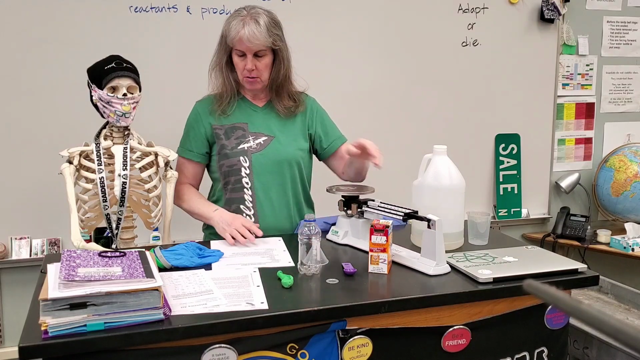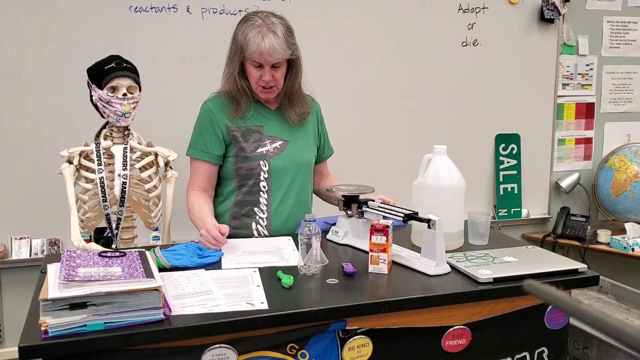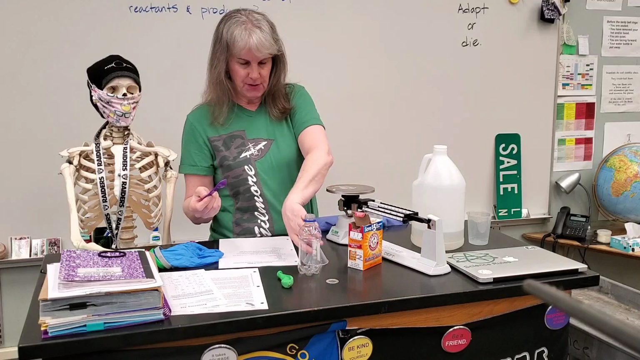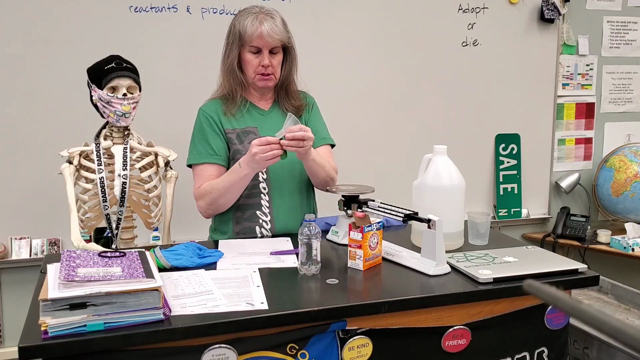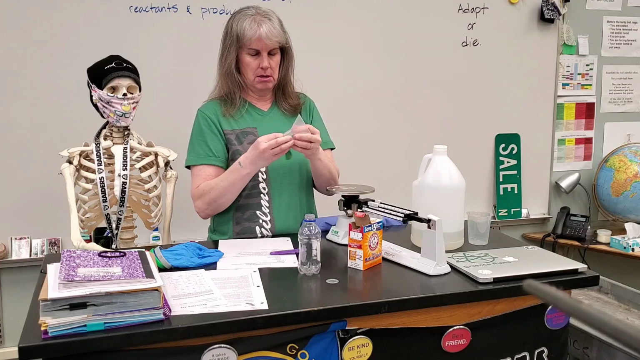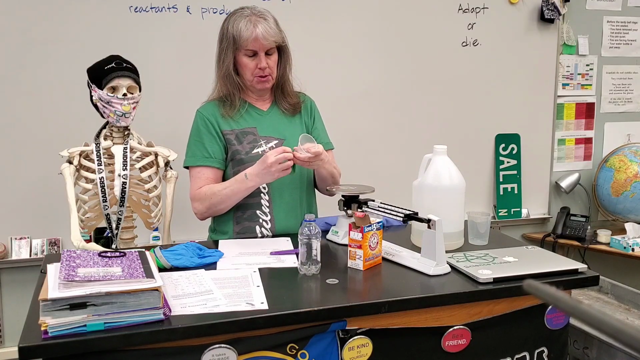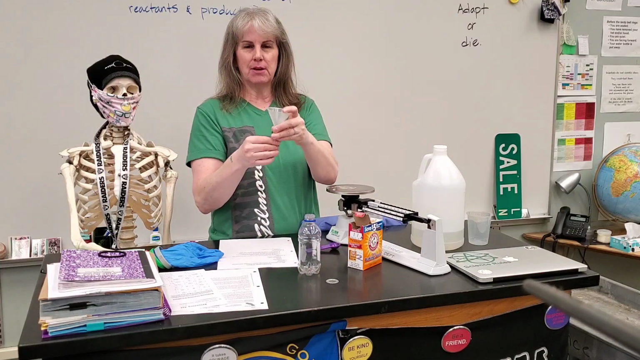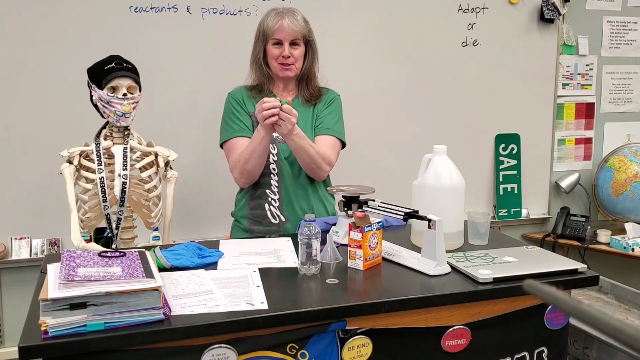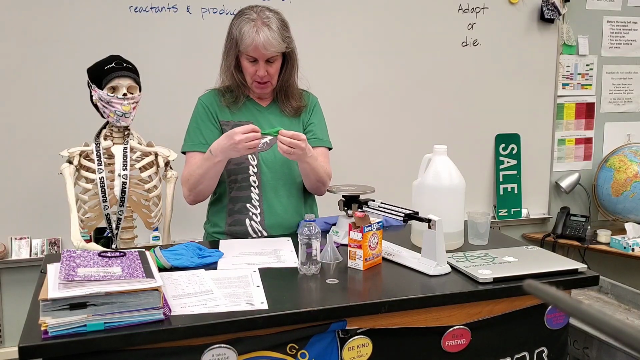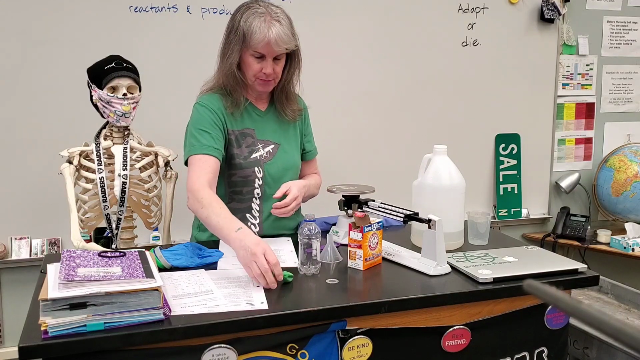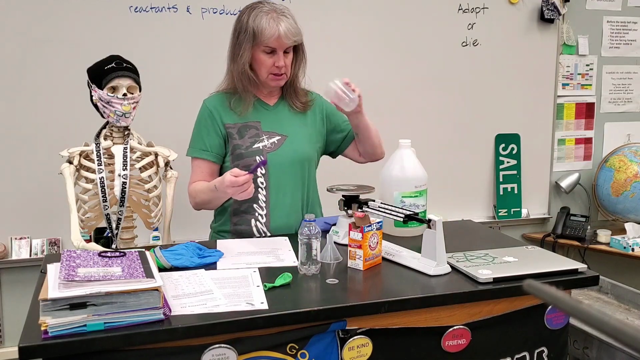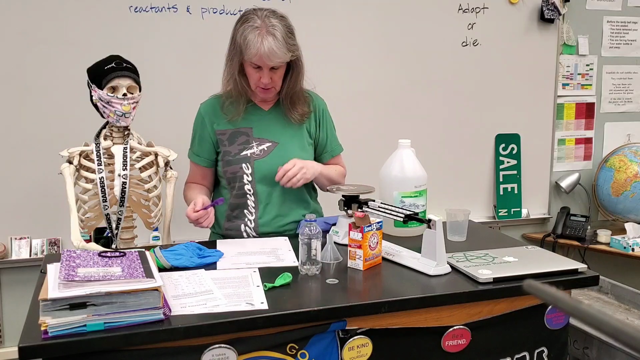So what you're going to do tomorrow, the procedure: measure 2 teaspoons of baking soda. So get 2 of these and use the funnel to put the baking soda into the balloon. The balloon goes on the funnel and we put the baking soda in there. Once you get the baking soda in there, it feels like one of those stress balls, those squishy things. Then you set that aside and put 2 teaspoons of vinegar into the bottle.